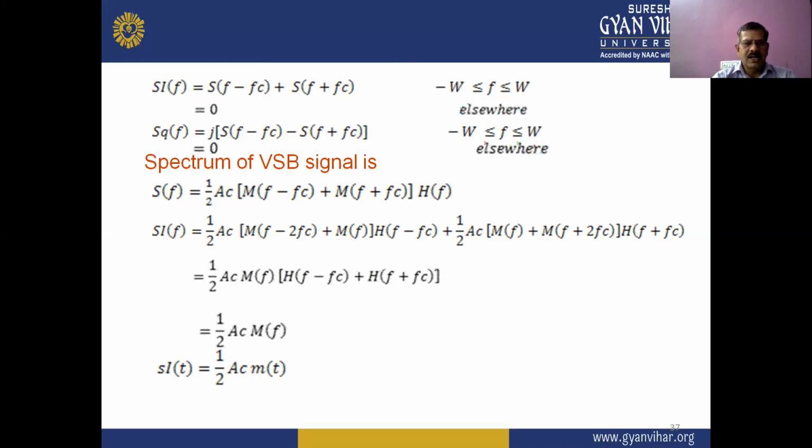So the spectrum of the VSB signal is 1/2 Ac M(f).